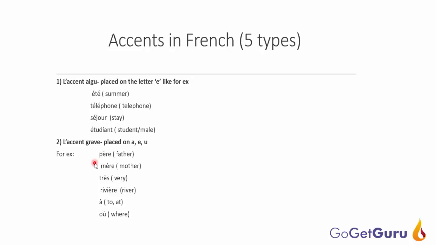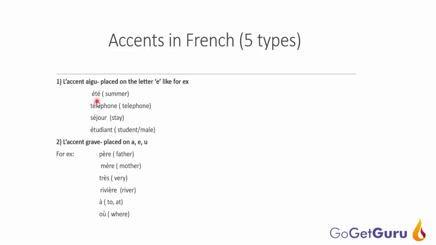You could see this in my lessons like père, mère, très, rivière. Okay, it's basically when you have something which you want to stress upon a little, not as much as aigu, but this is a lighter one of A. It is the same pronunciation like A.